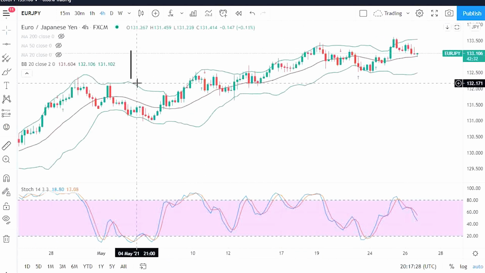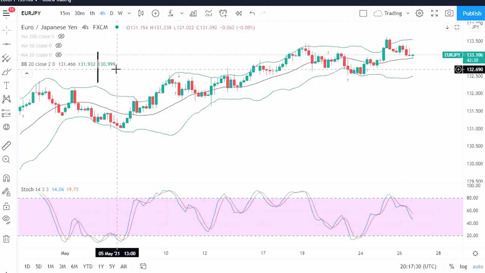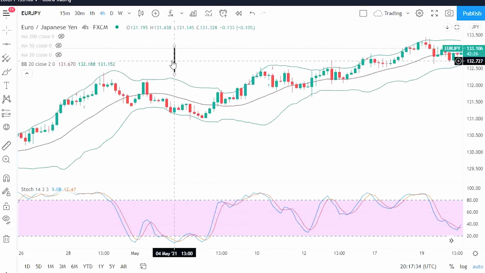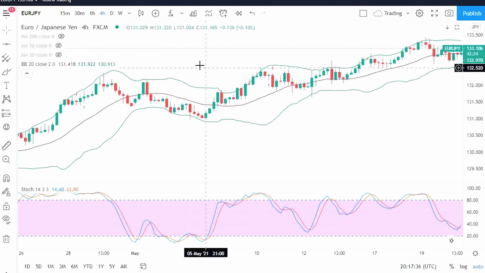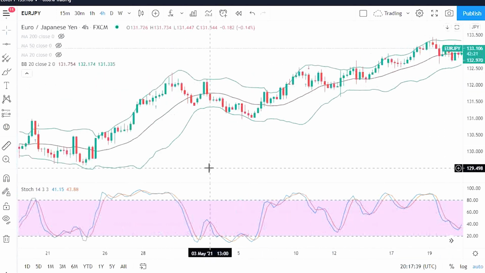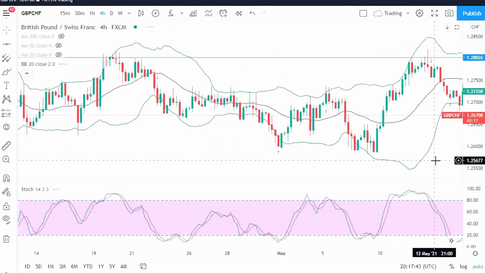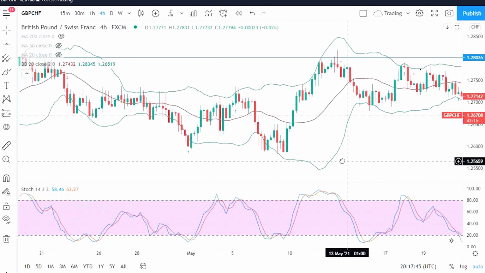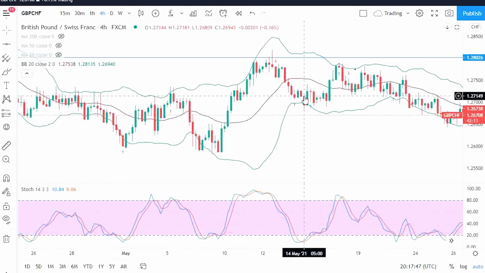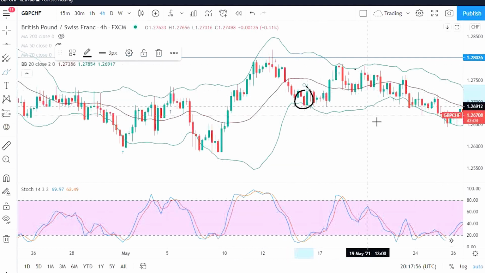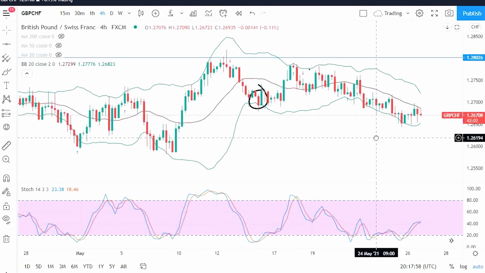I don't know why I marked right there. Must be an entry. Nope, that must have been from something else. Well, let's see if there's any entries here. Nope. Pound Swissy. There's a nice entry. Stochastic is oversold. It's testing the bottom in a big engulfing candle. That was a good entry, a winner.